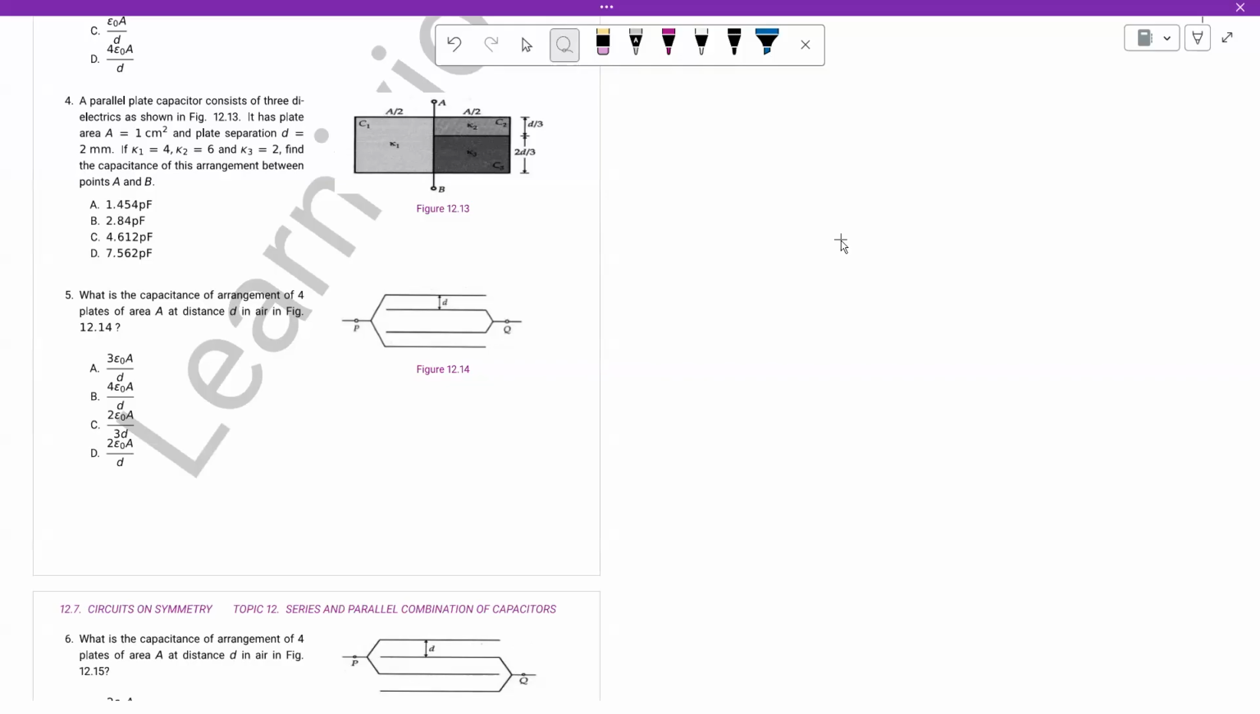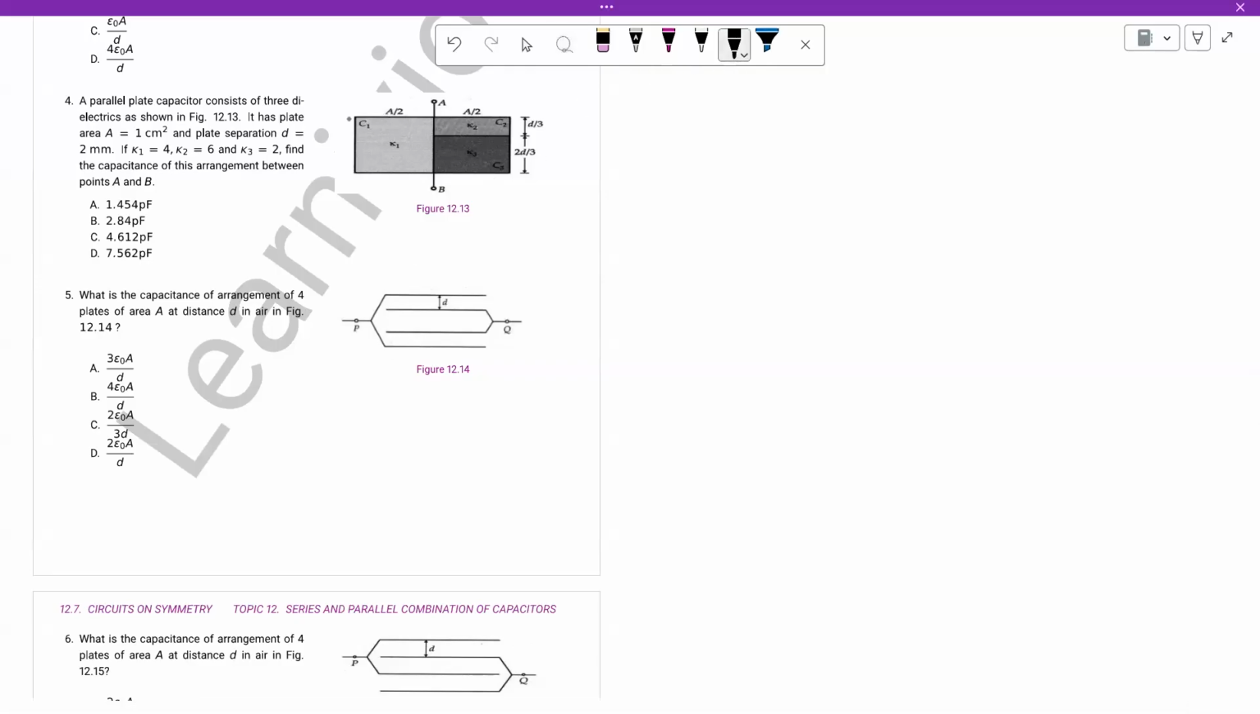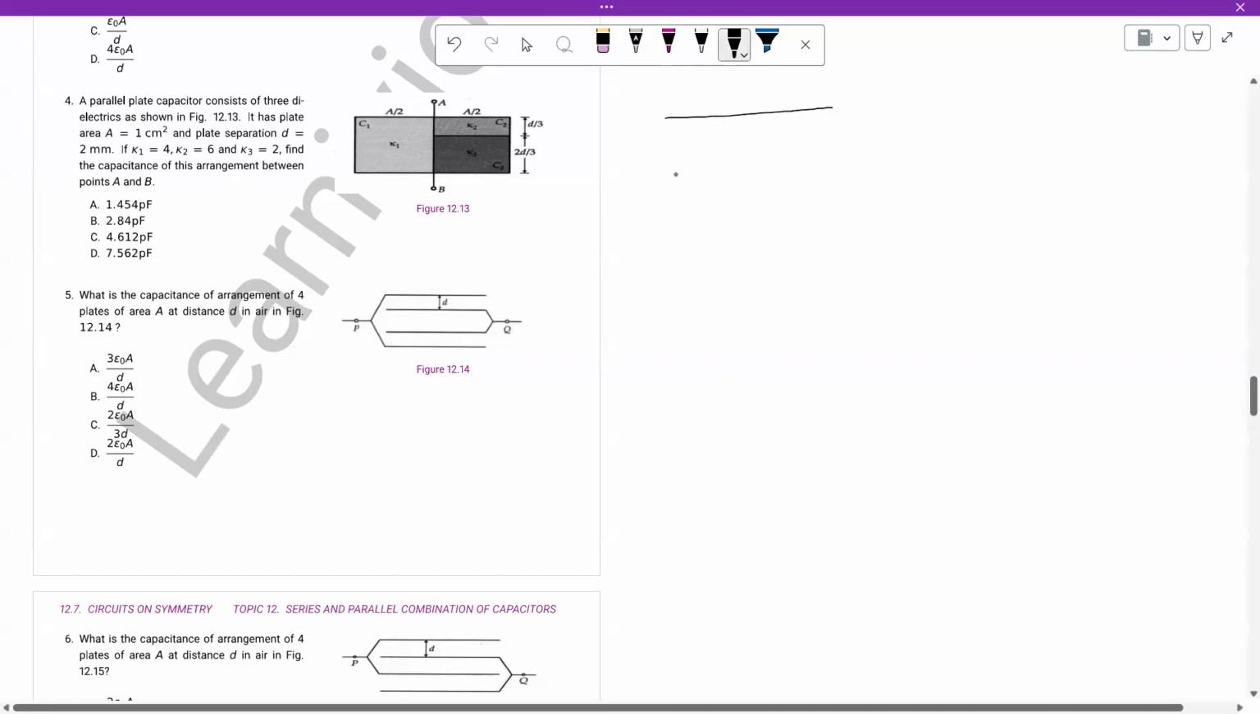Okay, so now I will give you the hint of this question and then we will move on to this fifth one, right? In this one, it is divided in two parts. This one and this one have area A by 2. This part is, let's say, plus, plus, plus. This is minus, minus. And in here again, we have minus and plus.